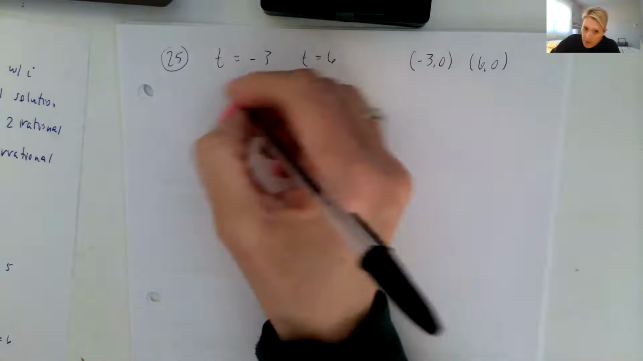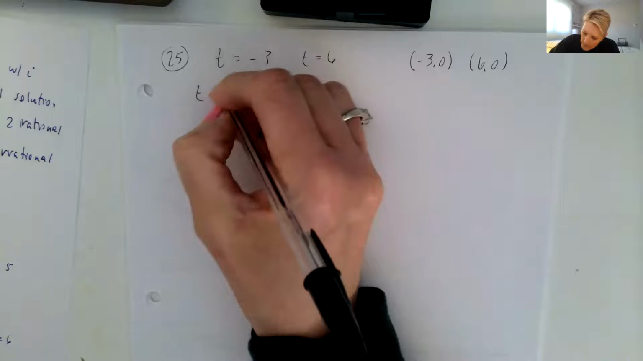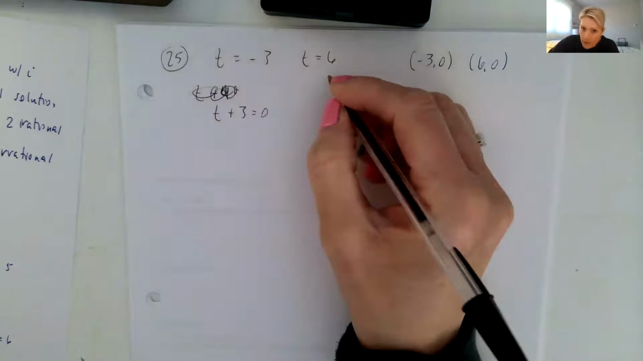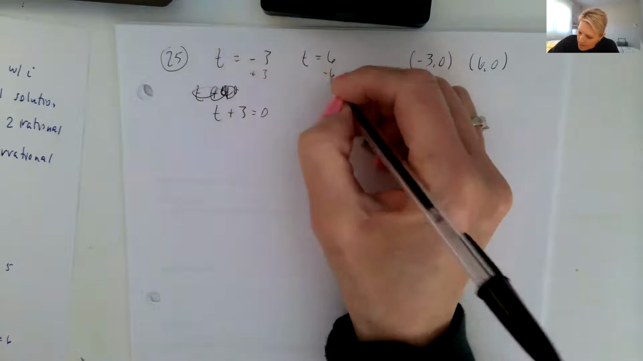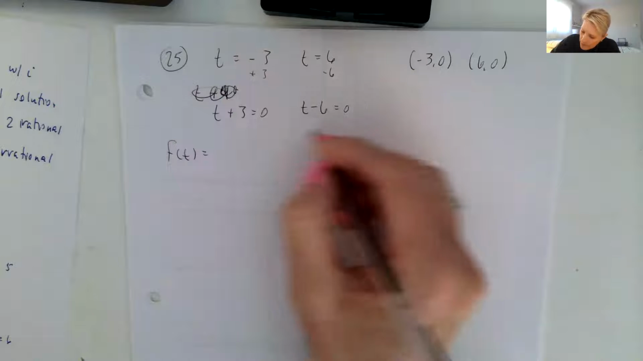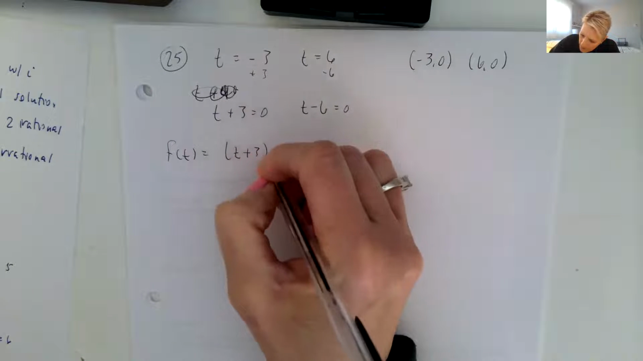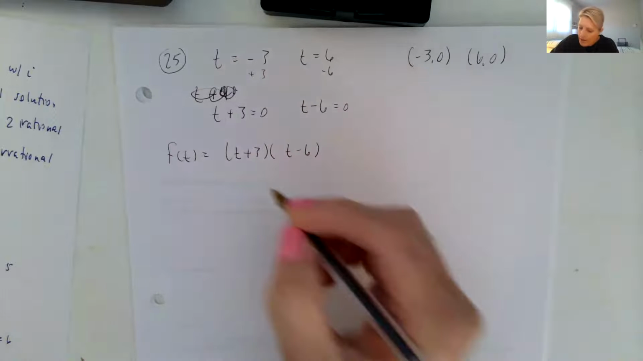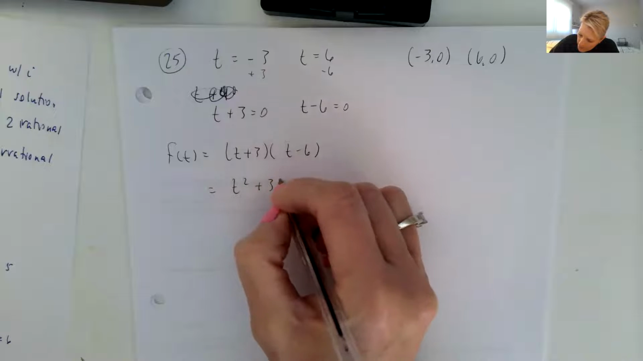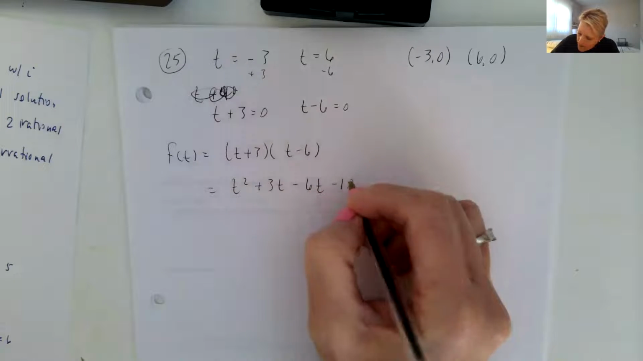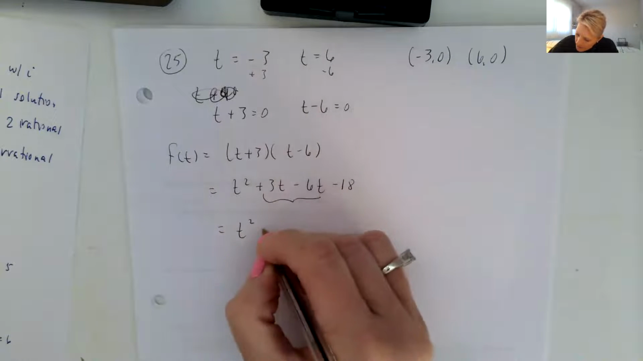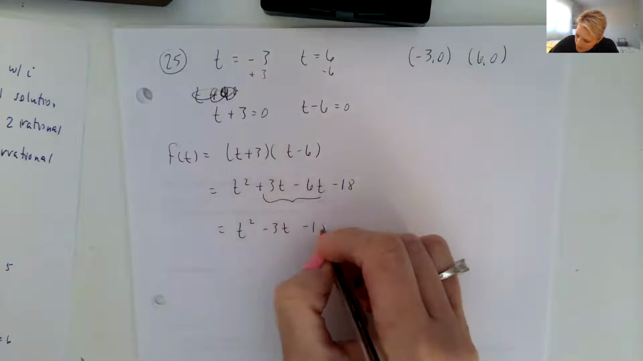And so by getting them to the other side, we're going to add 3 to both sides. So we have t plus 3 equals 0. And over here, we're going to subtract 6. So we'll have t minus 6 equals 0. And that means our function of t is going to be those two things multiplied together, t plus 3, t minus 6. And then again, we're going to FOIL these just like we did before. So t squared plus 3t minus 6t minus 18. And we always have the 2 in the middle that are like terms. So t squared minus 3t minus 18 is my function.